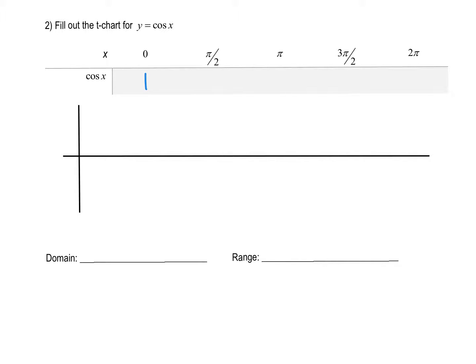At pi over 2, it is 0 because the x value is 0. At pi, it's negative 1. 3 pi over 2 is 0 again, and all the way around the circle we get to 1. So very similarly, I'm going to put 0 here.